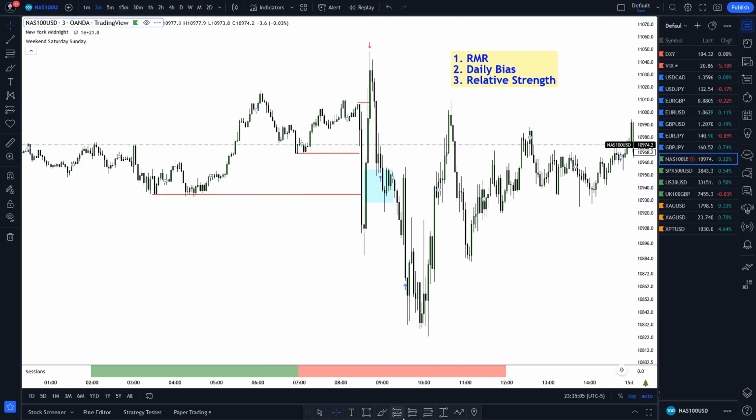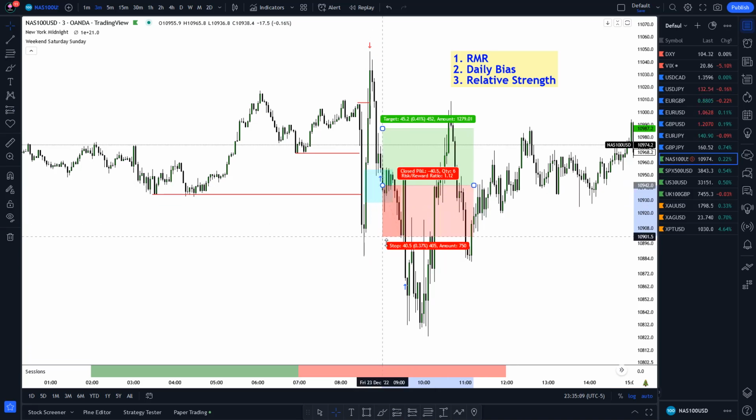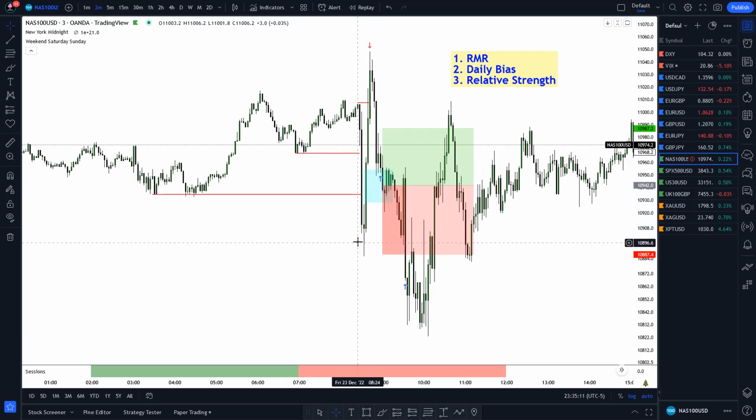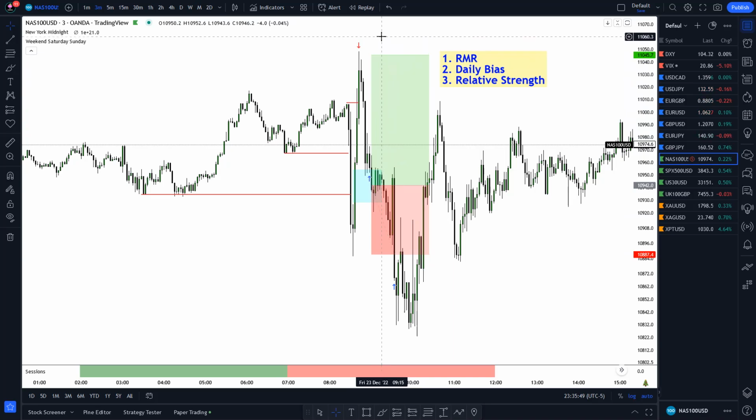However, in this case, you can see that if you placed a long during that return area and you placed your stop loss at the bottom of the raid over here, you'll notice that this trade would have stopped you out without even reaching any short-term objectives. So you wouldn't even get a chance to take off any partials.